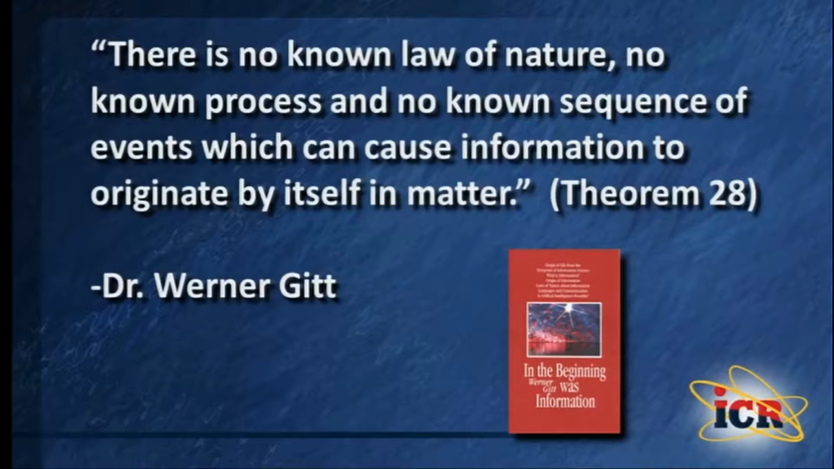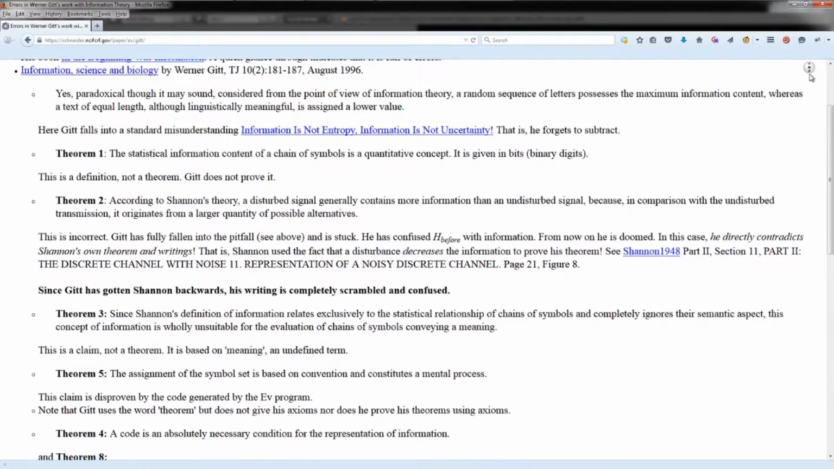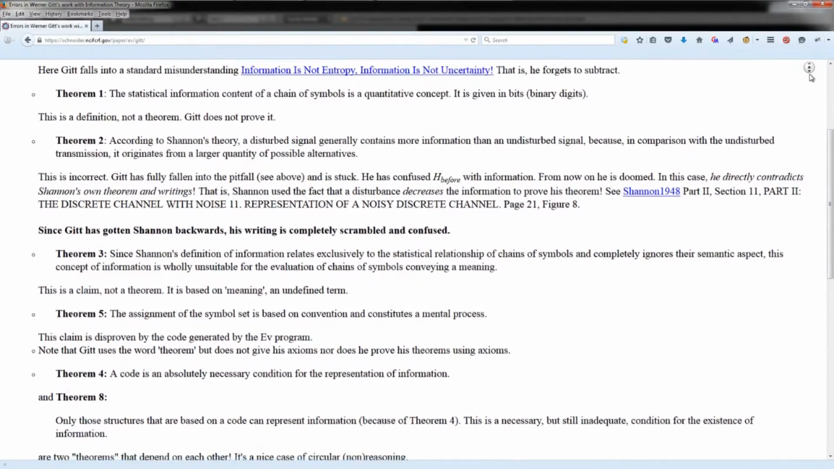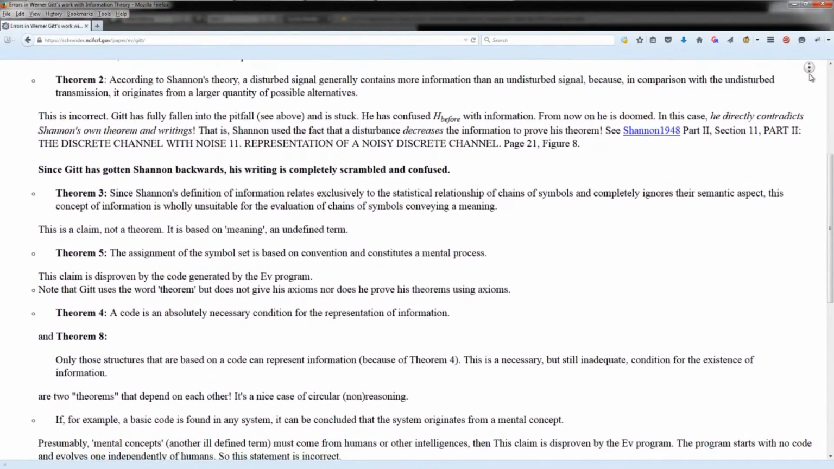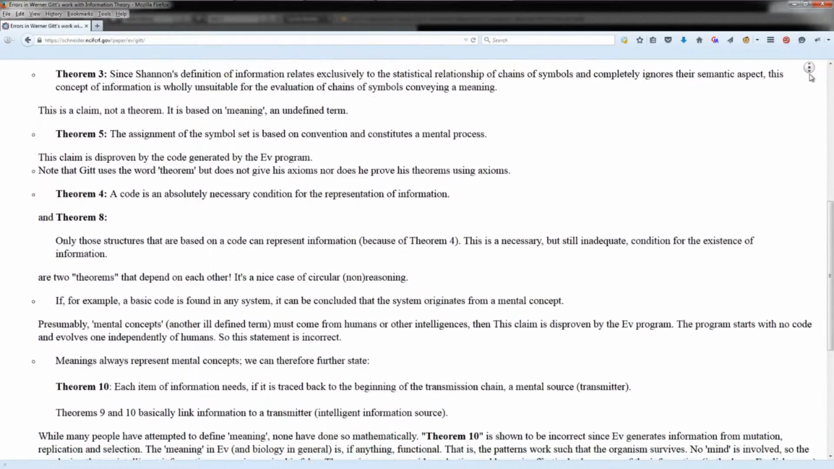As for the papers he has written, I could write papers on Hungarian beetle clocks, but that doesn't mean I'm an expert on beetle clocks or even that beetle clocks actually exist. In order to be an expert on something, other experts have to acknowledge that you're an expert and you know what you're talking about. So let's have a look at what the experts think of Dr. Gitt's work on information theory. Well, they seem to think he doesn't understand the basics of information theory.